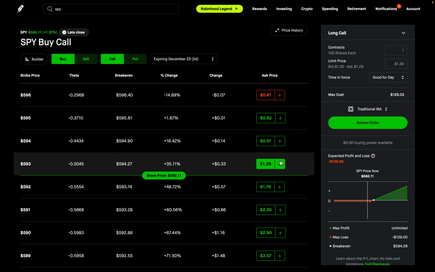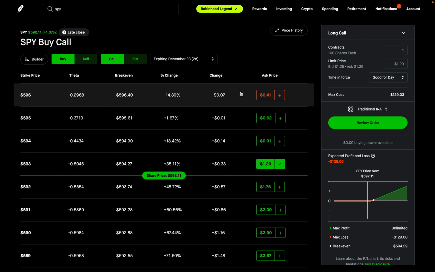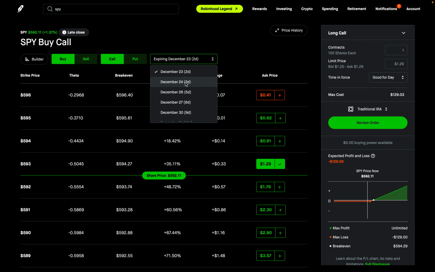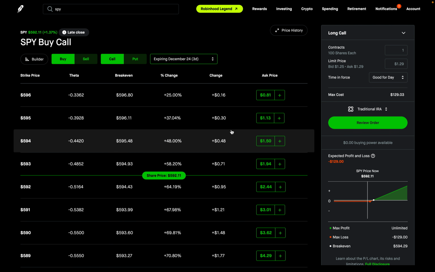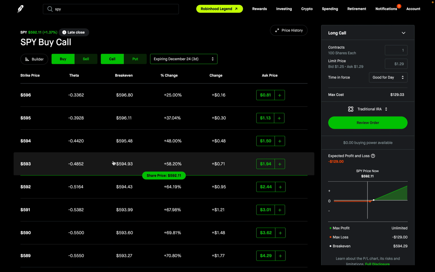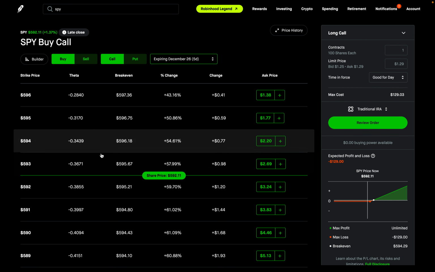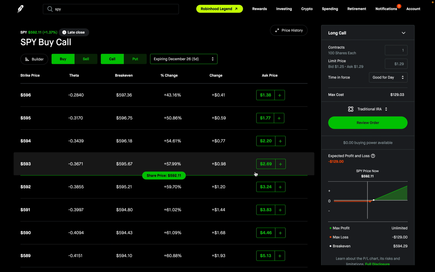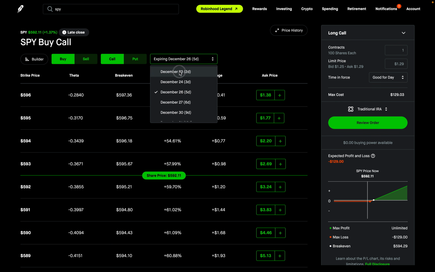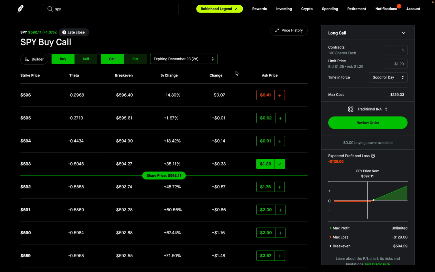And as you can see, this would cost about $129. Now, the reason these options are very popular is that they are going to be cheaper than options that expire further out. Because let's say, for example, I went to a further out expiration like December 24th. Notice this one costs more. The same strike costs more. If I go even further out like December 26th, again, the same strike costs way more. So zero DTE options are going to be very cheap.